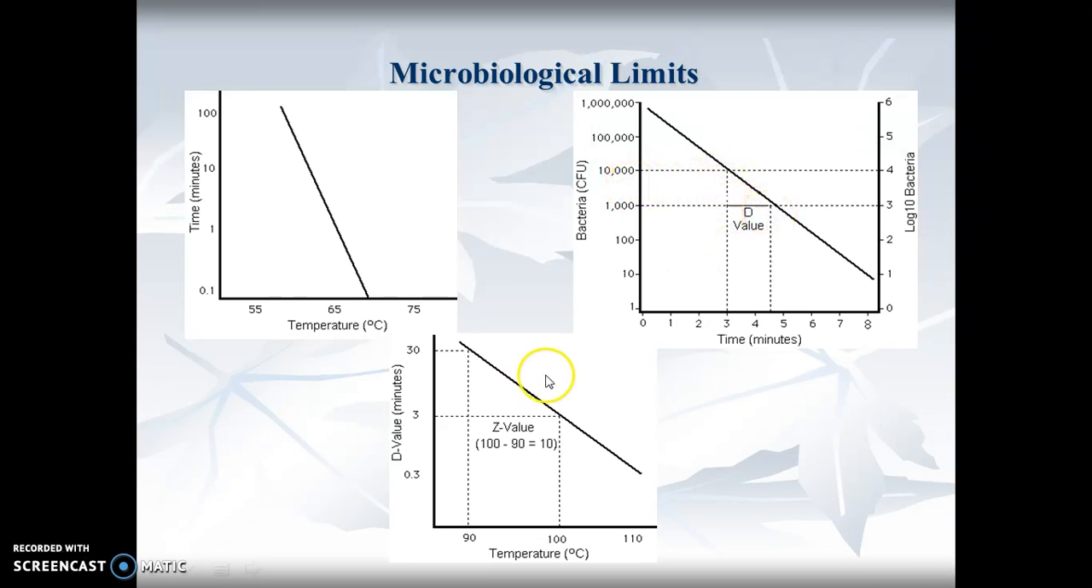It took D. If we look at the Z value, we ask what temperature is required to go from that 1 log reduction. To go from 30 to 3, that's a 1 log, a factor of 10, right? What is required to go through that factor of 10? We see that it took 90 degrees Celsius to reach 30, and then it takes 100 to reach 3. So we can see that that Z value is a factor of 10 degrees Celsius.